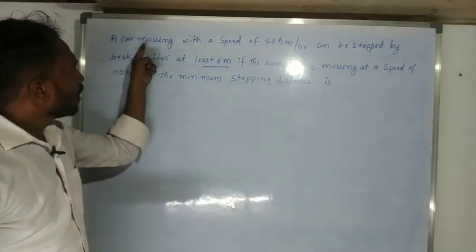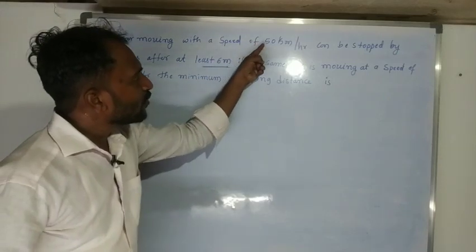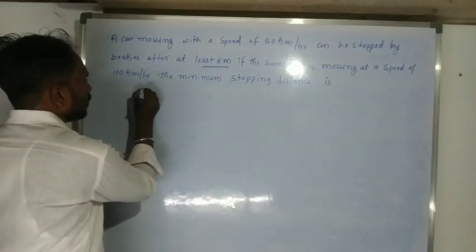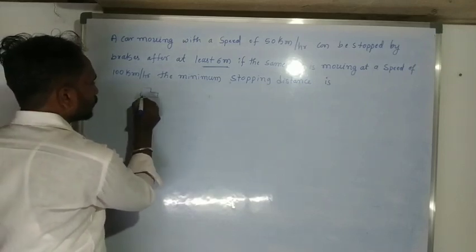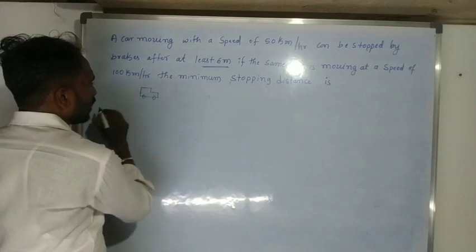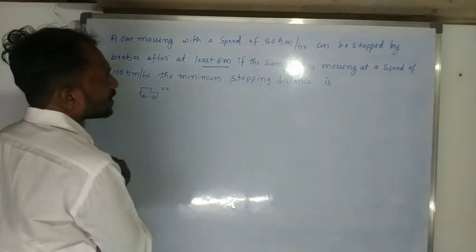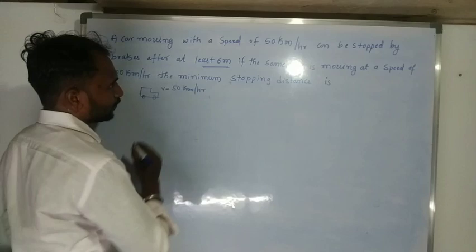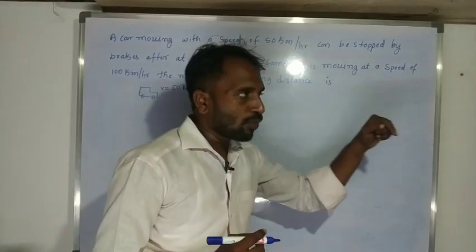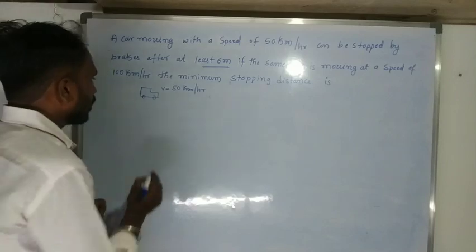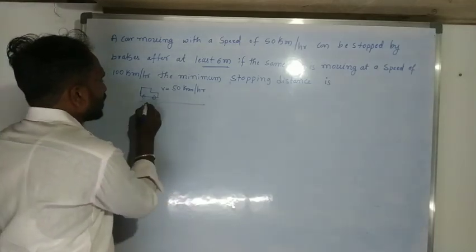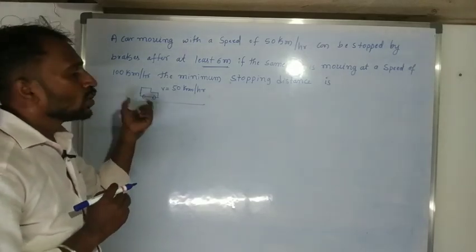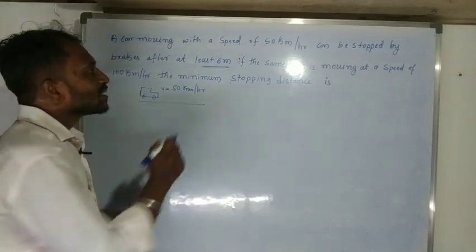It means a car moving with a speed of 50 km per hour. So here we consider a car and its speed is equal to 50 km per hour. It can be stopped by brakes. When the driver applies the brake, then what happens? This car stops after covering 6 meter.